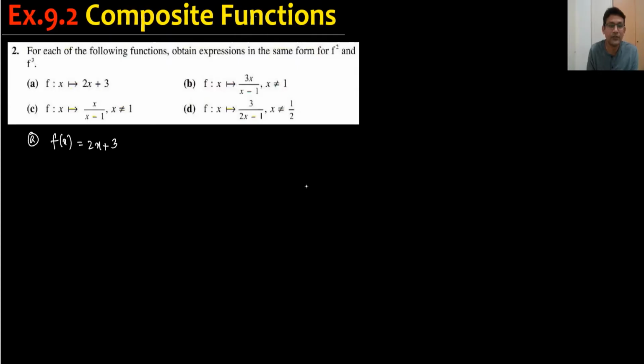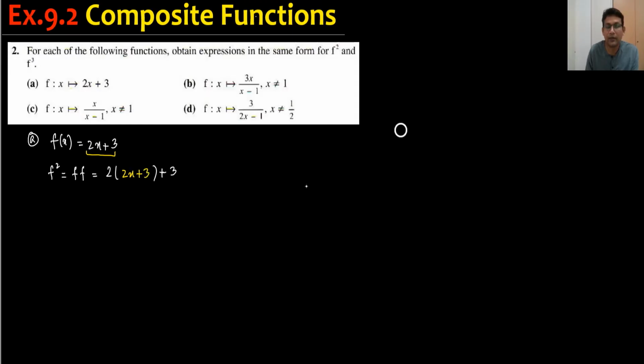The second function, what we need is f squared. So f squared means we have to write f of f. So it means I have to write the same equation in the given equation. So f is 2x plus 3, and in x I will write the whole equation, which is 2x plus 3.